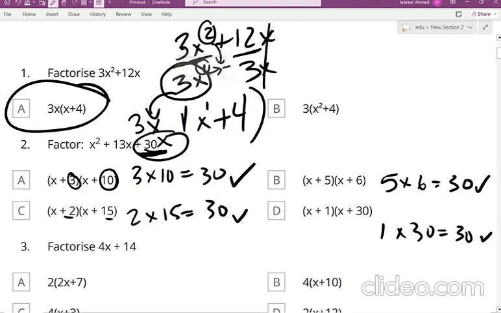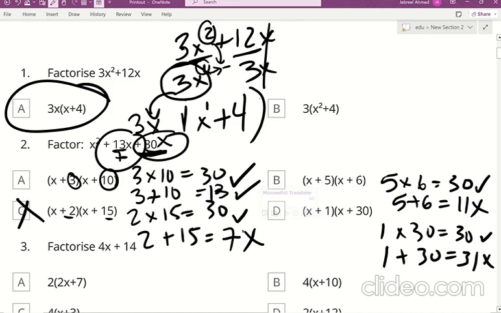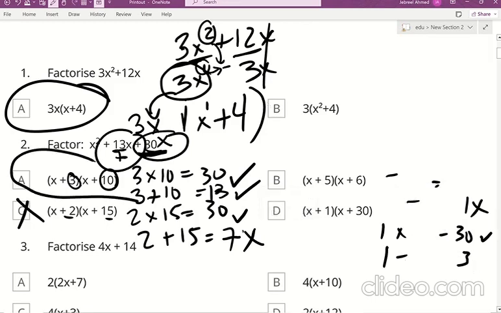So these all multiply and give me 30. And the next step I have to do is take these two numbers and add them together, and they should give me the number in the middle, right? So 3 plus 10 equals 13. So this is correct. 2 plus 15 gives me 7. So this is not the same as the 13 here. So C is wrong. 5 plus 6 gives me 11. Wrong. 1 plus 30 gives me 31. So the only correct answer is letter A.